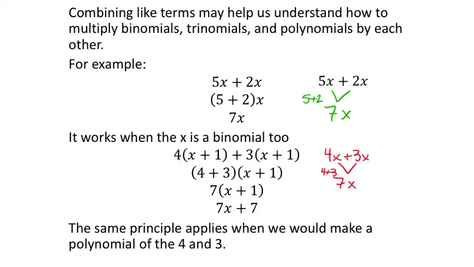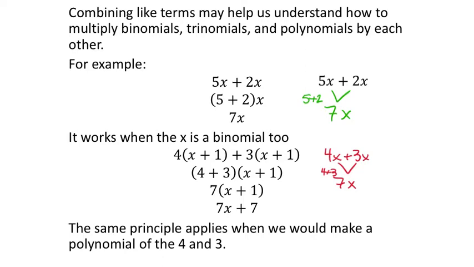Now, be careful, because some students want to distribute so badly the 4 and the 3 right there. That's not what I'm trying to get to. You could, I just don't want you to do that right now. I'm just trying to get you to the idea that you can combine these like terms. 4 and 3 of these would be 7 of them, right? And then you could distribute just once. Maybe that last part is not really what I want there, but this is kind of what we're looking at, right? So the same principle applies when we would make a polynomial of the 4 and the 3.